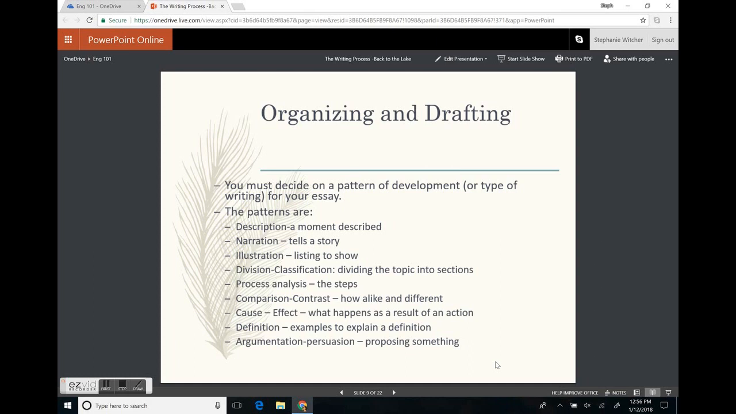All right, so then once you have decided on a topic and you have a general idea of some of the points you're going to make, and maybe you have a thesis.